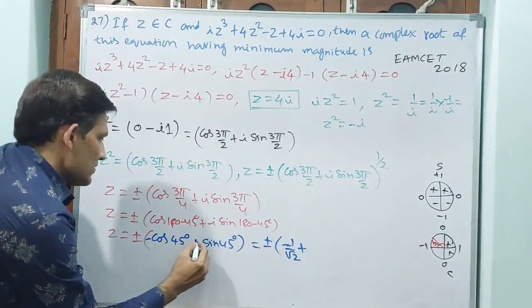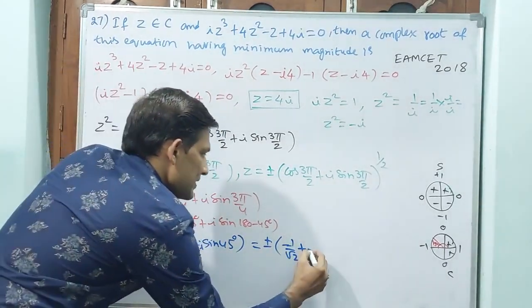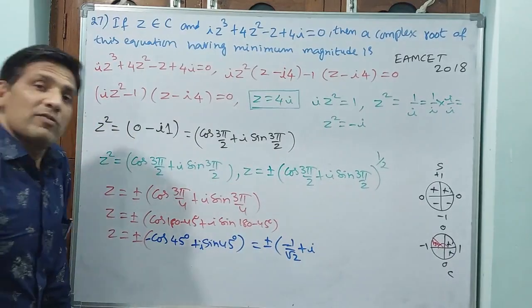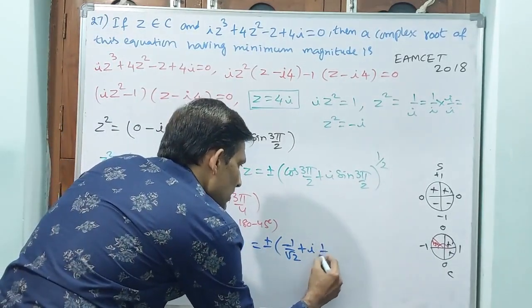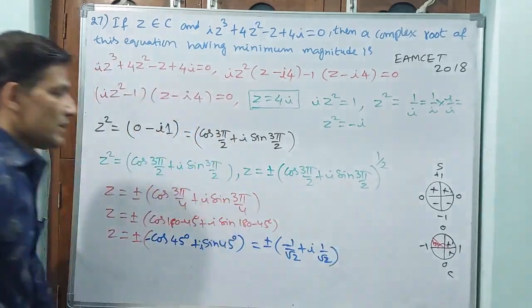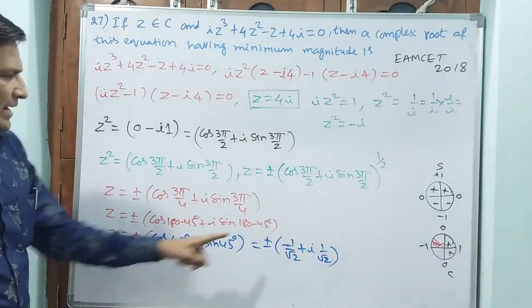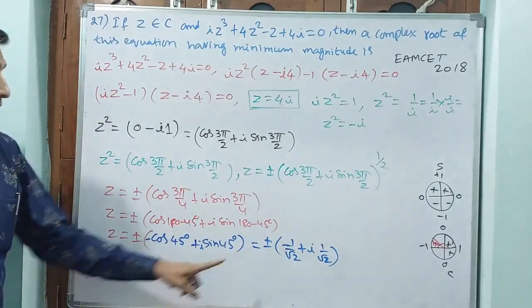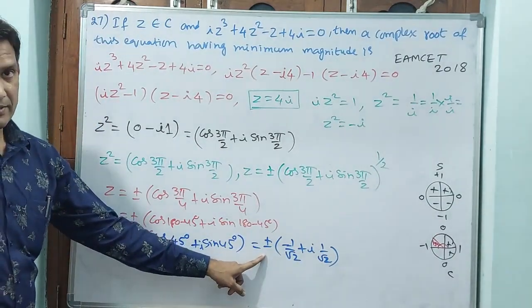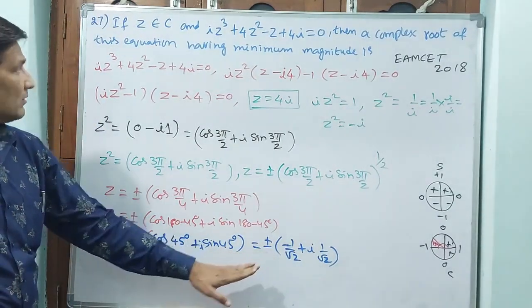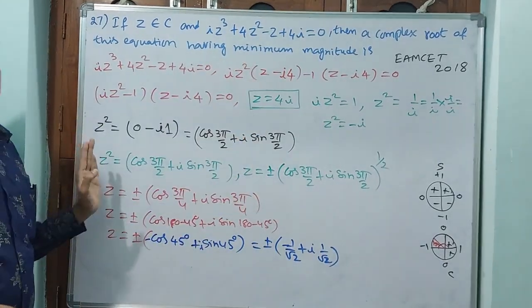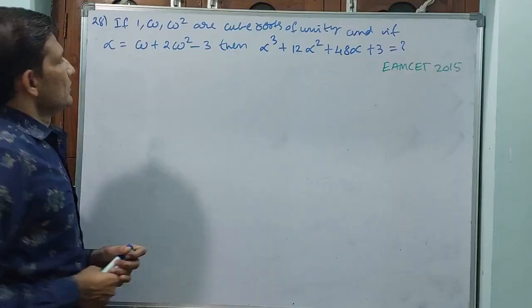plus i sin 45, also plus 1 by root 2. If you want, you take root 2 common: minus 1 plus i by root 2, but outside please keep plus or minus. This is your answer. Take this, we will go for the 28th question.